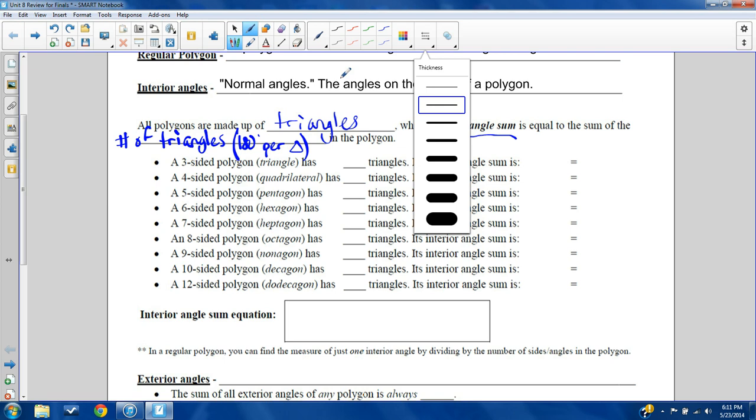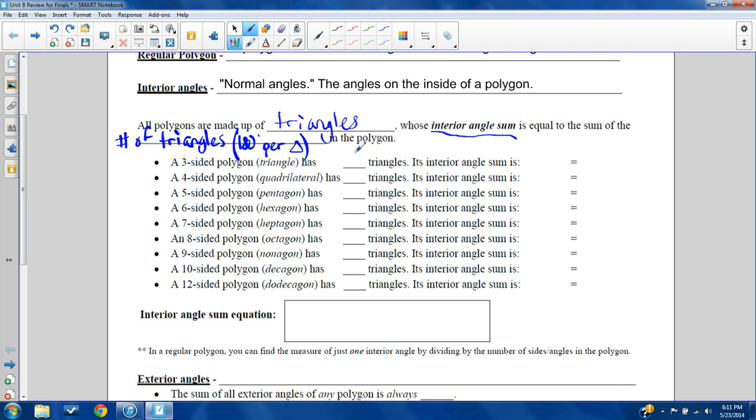Okay, a three-sided polygon, a triangle, has one triangle. According to the way we're doing it, we're trying to keep the interior angles. Obviously, I could draw a triangle like this and say, look, I made three triangles out of this. No, I want to keep the interior angles intact. Its interior angle sum is this: I'm going to take 180 and multiply by the number of triangles there are in that polygon. In this case, the interior angle sum of a three-sided polygon, such as a triangle, is 180 degrees. Now, we already knew that.